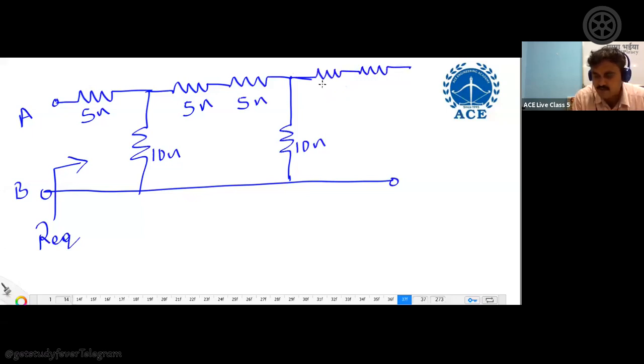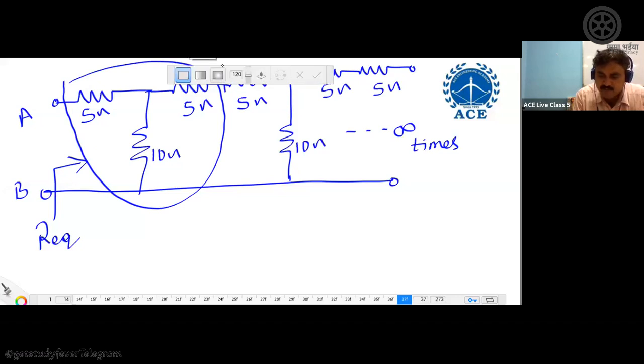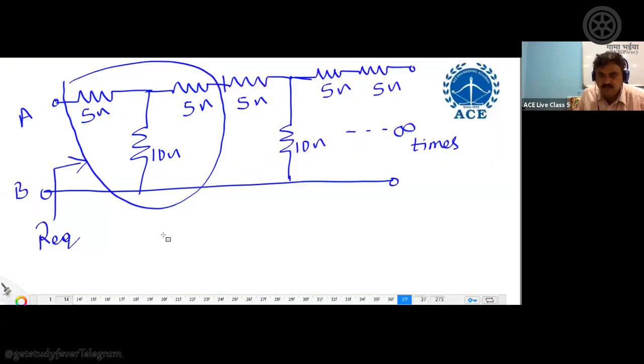So it will look like this: 5 ohms, 5 ohms, and this is going on for an infinite number of times. Okay. Now this 5 ohms, 10 ohms, and 5 ohms is forming the basic part of the circuit. And whatever R equivalent you are measuring from this, the same R equivalent will come when you measure across the terminals C and D. The same value will come whatever you measure across these terminals C and D. So this is my terminal C.